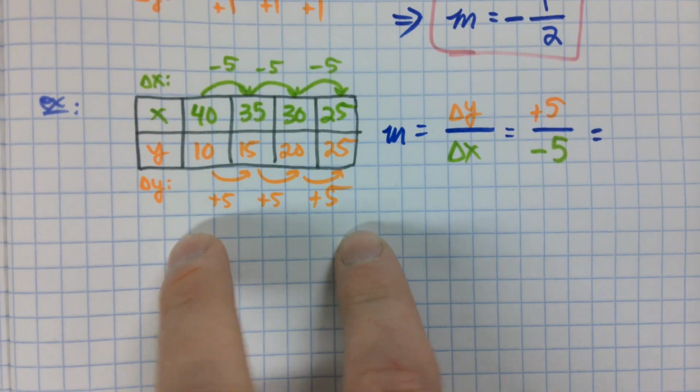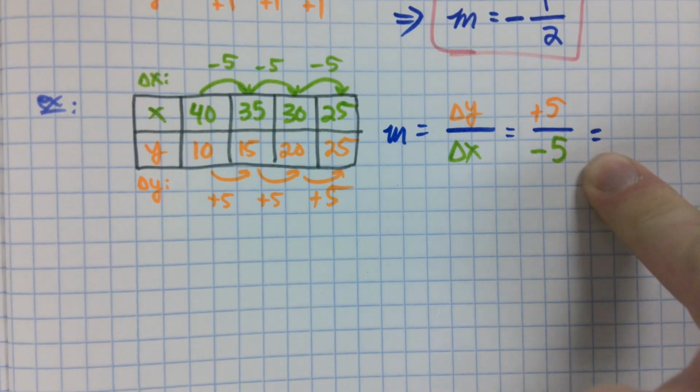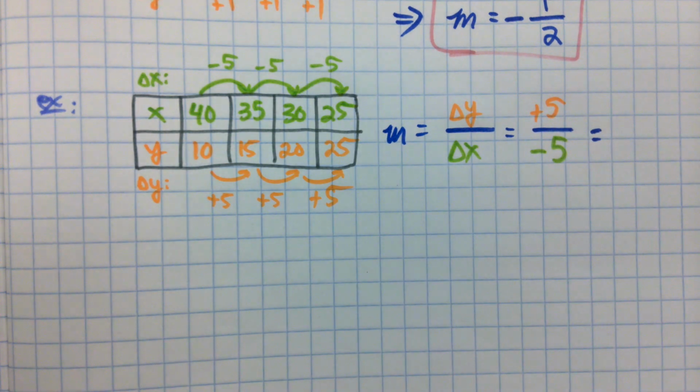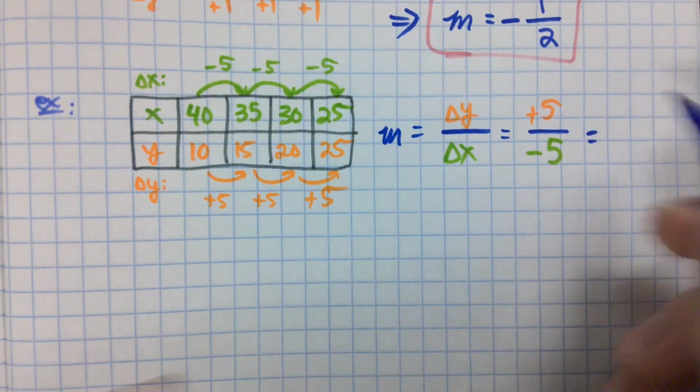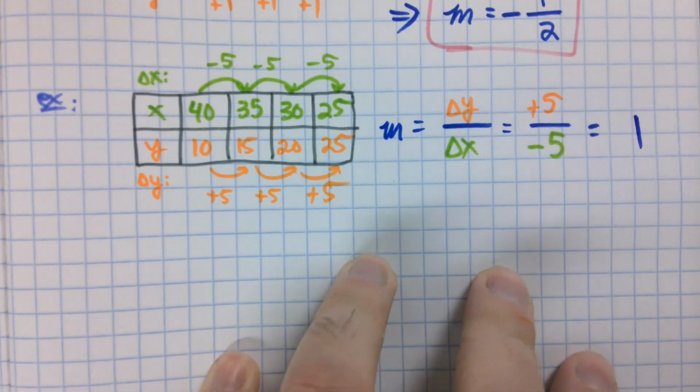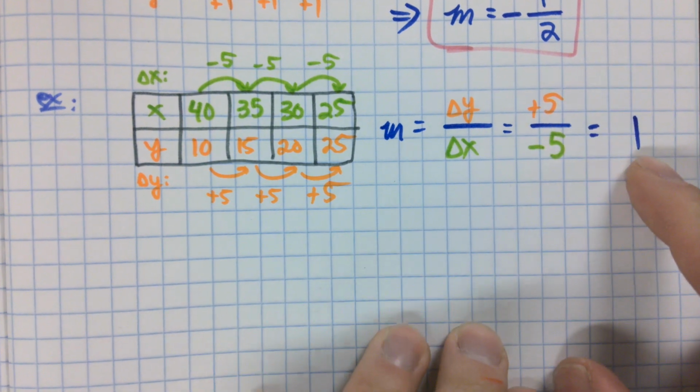Anybody unsure on how we found our numerator and denominator for our slope here? Pretty straightforward, hopefully. But if you need a little help, let me know. Now, if we have 5 over 5, what would that simplify to? 1. Right? Anything over itself is equal to 1.